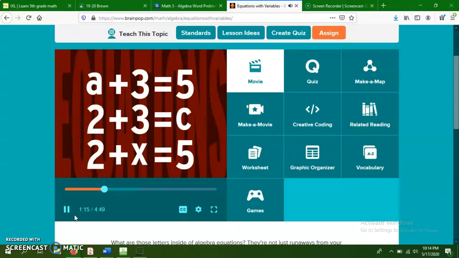You can think of equations with variables like a fill-in-the-blank question. The purpose of an equation with a variable is to fill in that blank. In other words, find out which number makes each side of the equation equal.